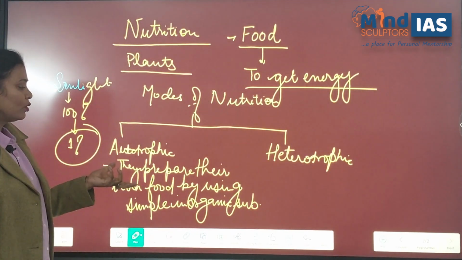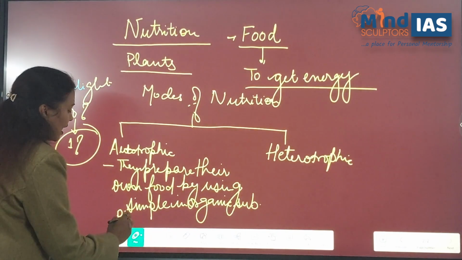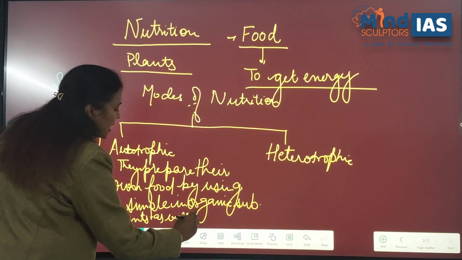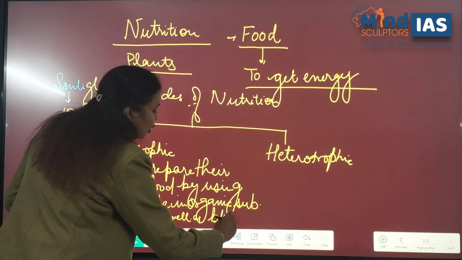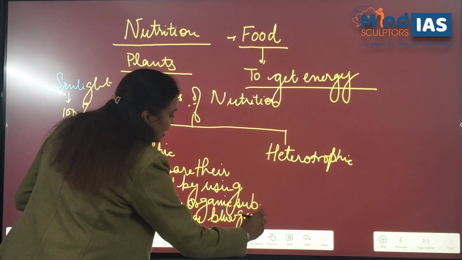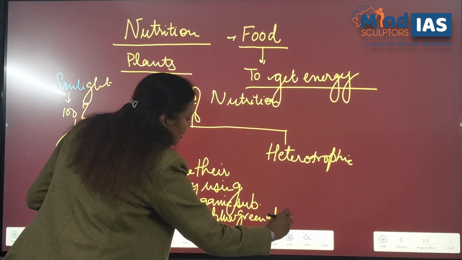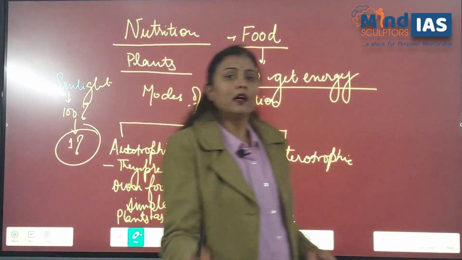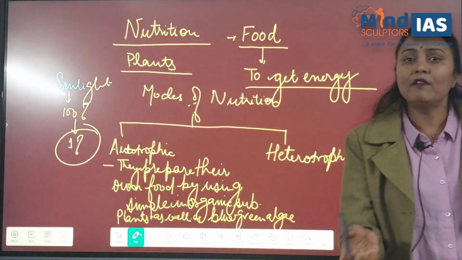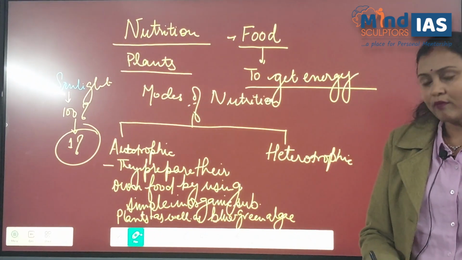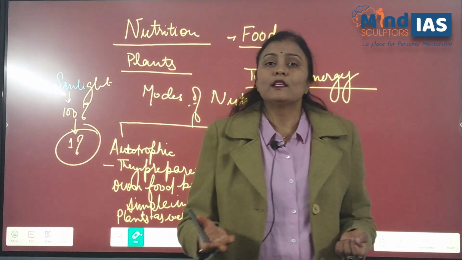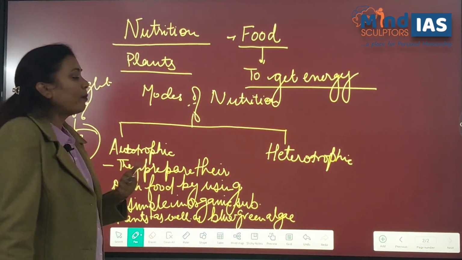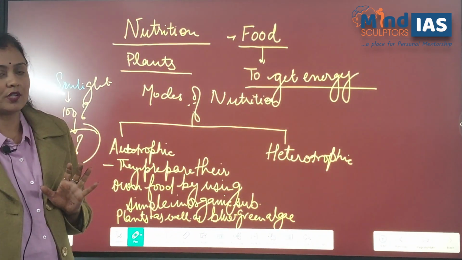And autotrophic nutrition is done by plants as well as blue-green algae, because blue-green algae also contain a green pigment called chlorophyll, which is important for the process of photosynthesis. So blue-green algae also show the autotrophic mode of nutrition.